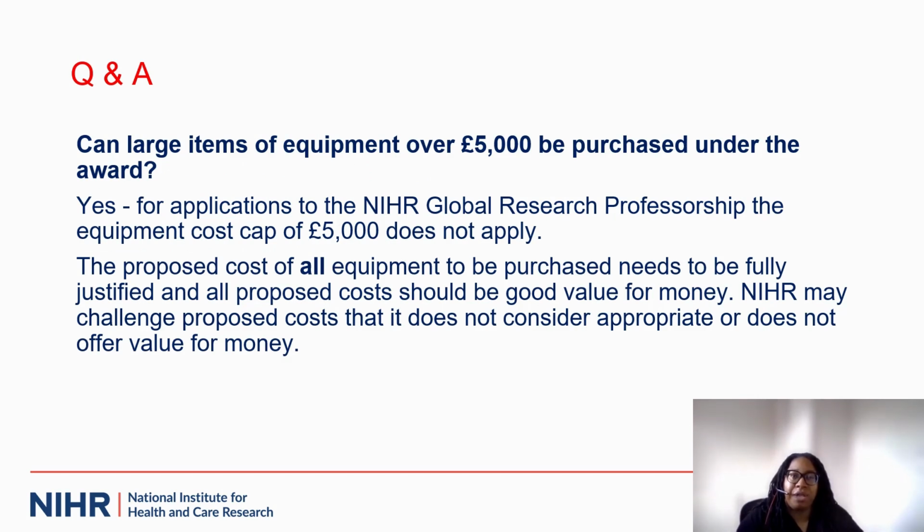So this question is around large items of equipment costing over £5,000 and if they can be purchased under the award. Essential equipment costs, including maintenance and related costs, not included as part of estates, should be put into the detailed budget breakdown of applications under equipment. And yes, within applications for the NIHR Global Research Professorship, the equipment cost cap of £5,000 does not apply, so you can apply for equipment over £5,000.